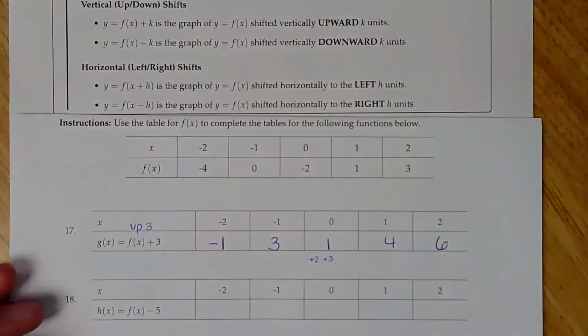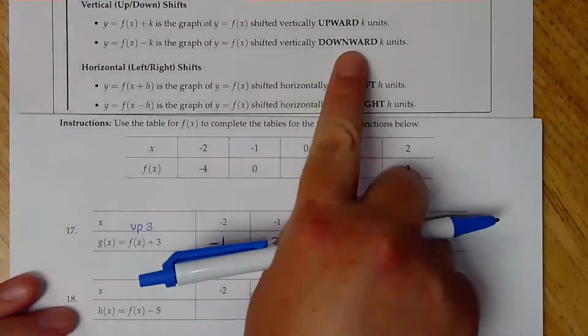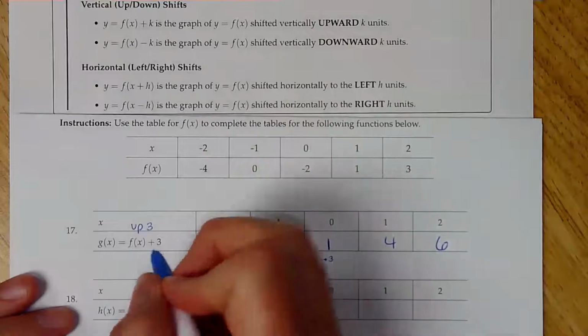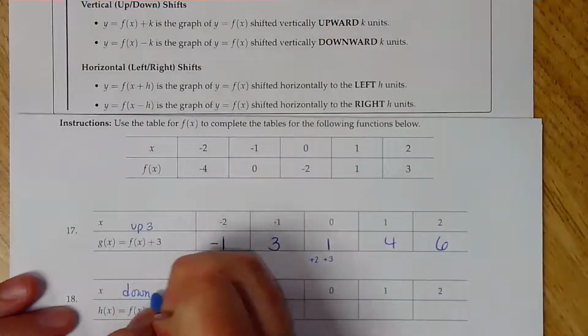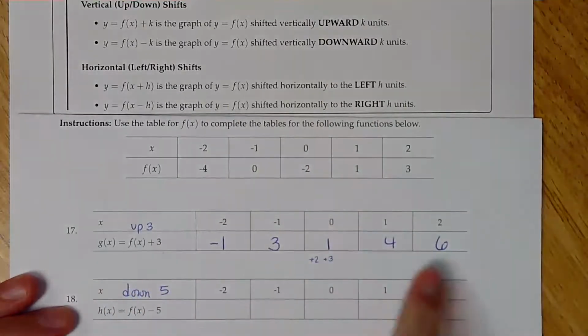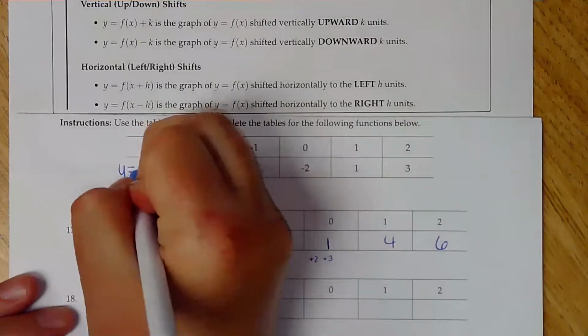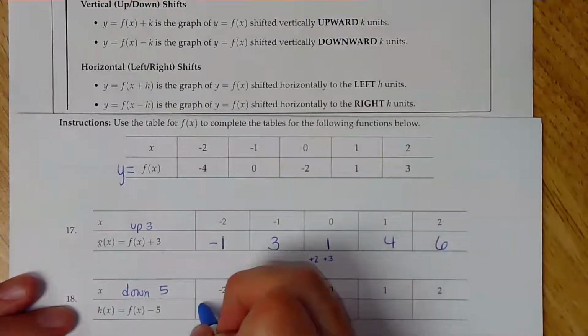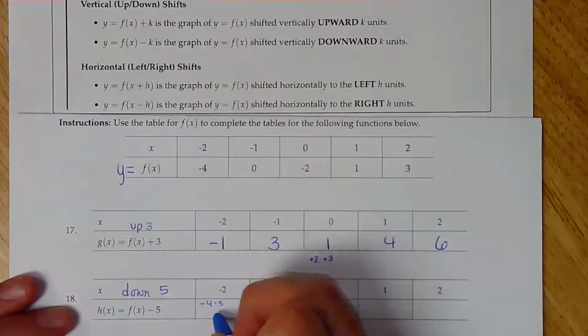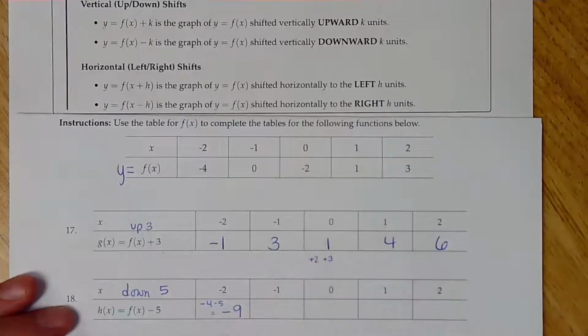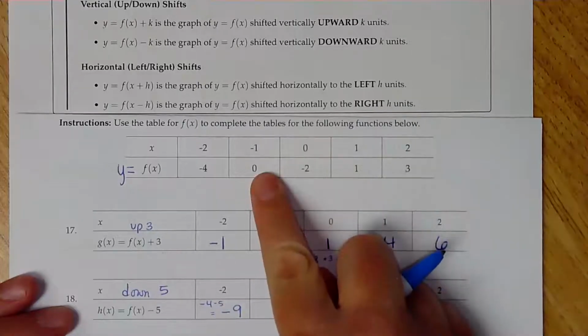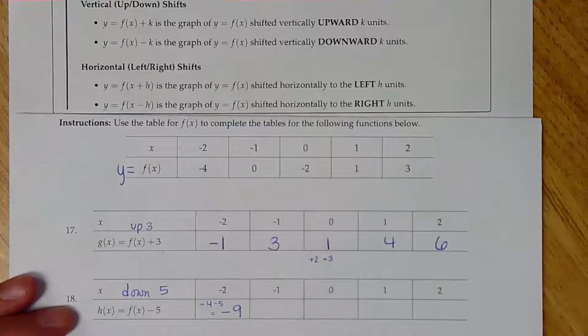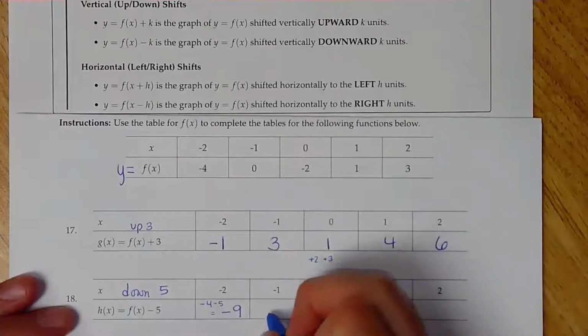All right, so minus 5 means I'm going to go down 5 units. So my x values are going to stay the same, but my y values are what's going to change. And they're going to be 5 less than what they were. So if it was negative 4, it's going to be negative 4 minus 5, which gives me a negative 9. It was 0, but I'm going to subtract 5 off. So that gives me a negative 5.